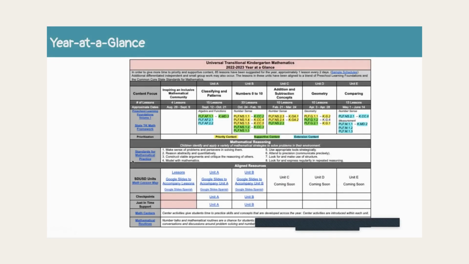Okay, so here is a year at a glance. And you'll notice that you'll find this on the web page. In this year at a glance, all of these areas have samples. This is the sample schedule up here. And then they're divided into units A, B, C, D, and E. It also gives you a nice scope and sequence of the dates when you could do these lessons.